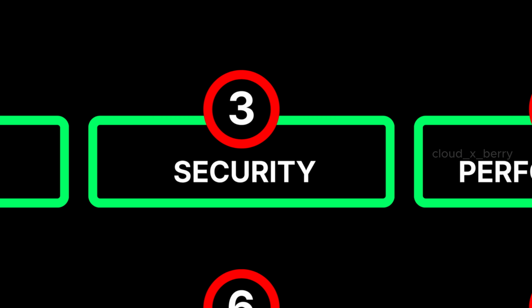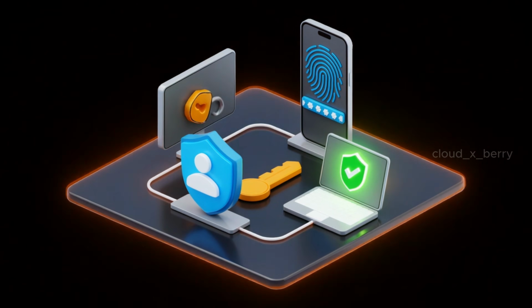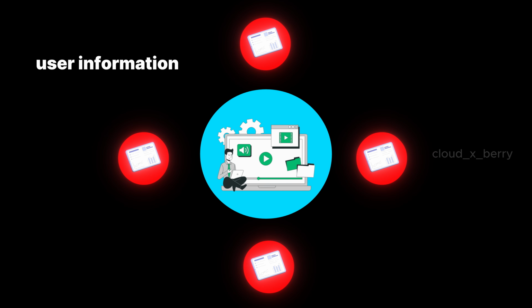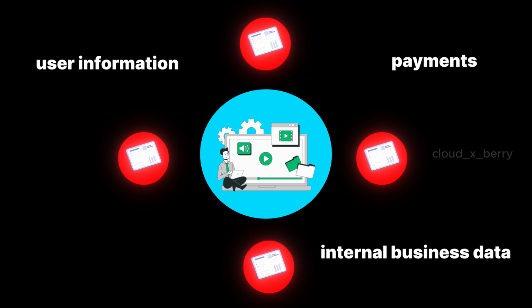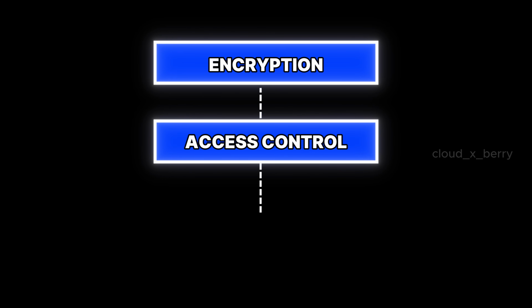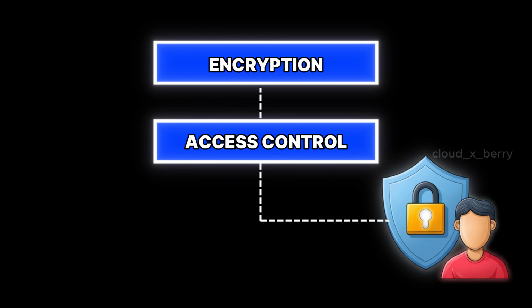Now security, which is something you simply can't ignore today. Every system handles important data, whether it is user information, payments, or internal business data. Security is about protecting that data properly. This includes encryption, access control, and making sure only the right people have access to the right things.